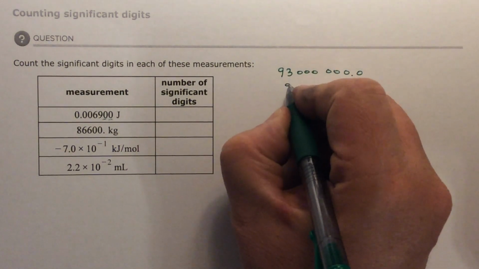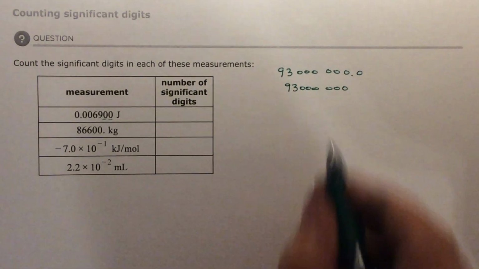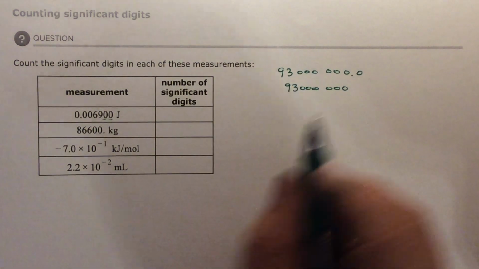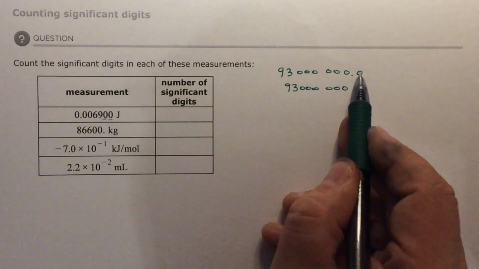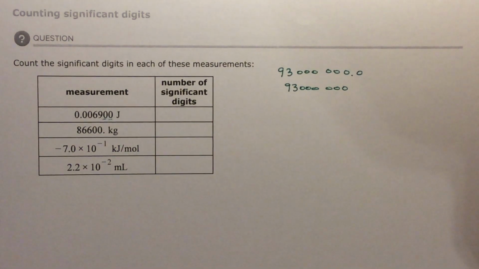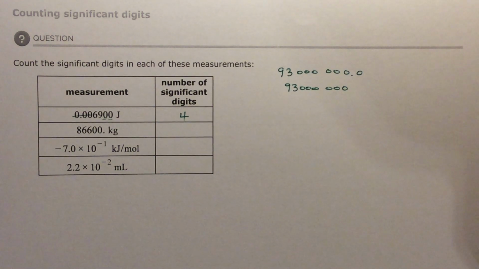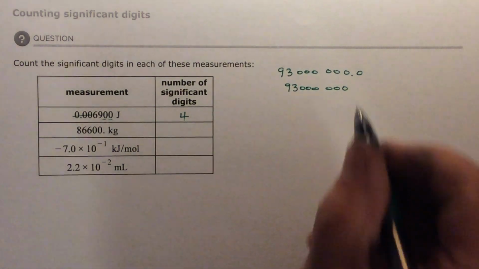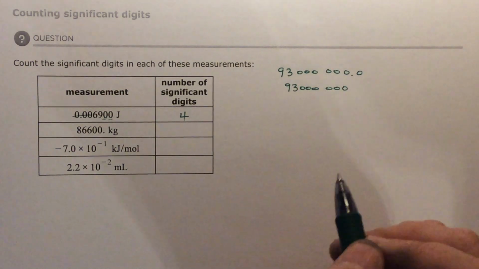But if I were just to say 93 million with no decimal point, all of these are insignificant. So in this case, 1, 2, 3, 4, 5, 6, 7, 8, 9, there would be 9 significant digits here. In this case, there would be 2 significant digits. So this and this are significant. These are insignificant. Okay. Also, the decimal point shows you that the ones in front of it are significant.